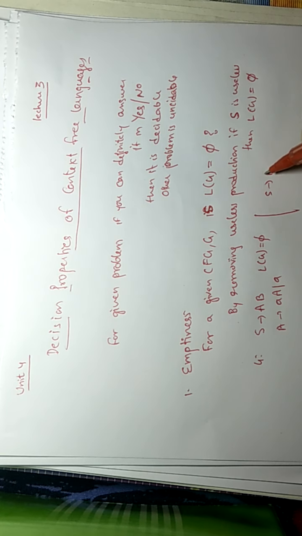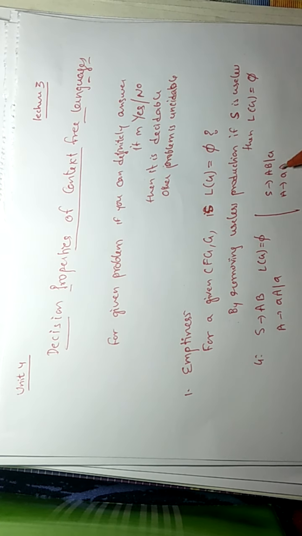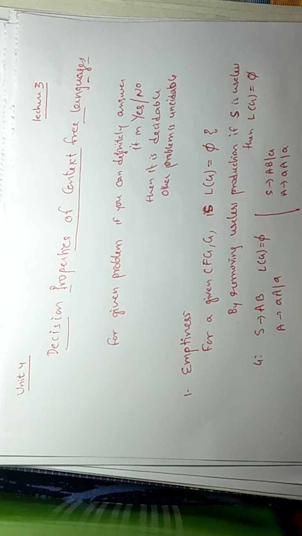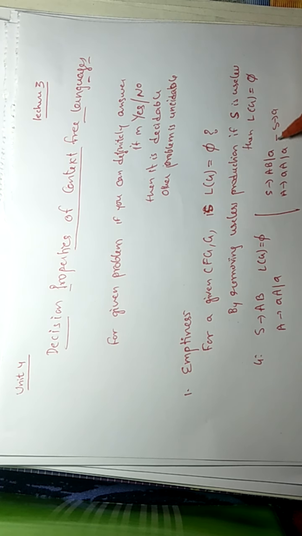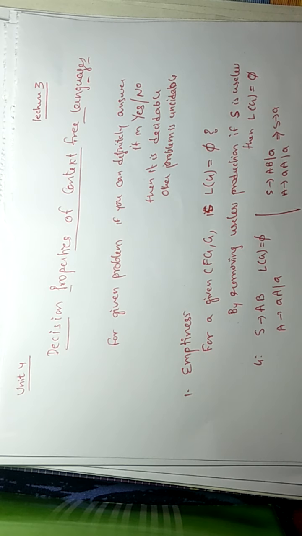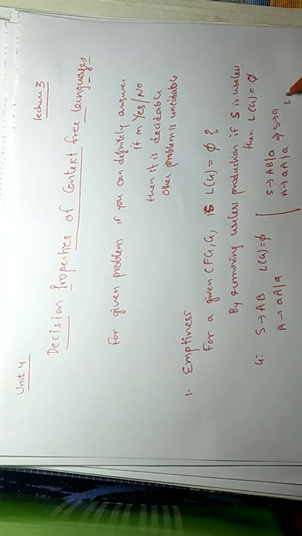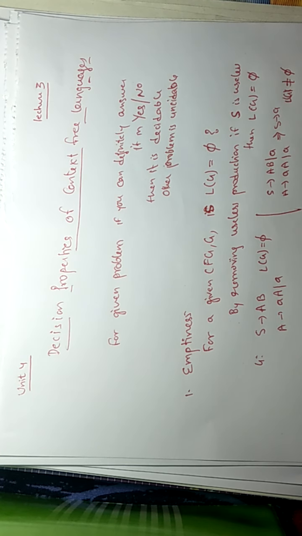Suppose S tends to AB or A, A tends to a. In this case, S tends to AB is useless, but S tends to A is not useless. After removing the useless production, you will get S tends to A, and by getting S tends to A, you are sure a can be derived from this grammar. So L of G is not empty. So you have the answer in yes or no for a given problem. So emptiness is decidable.